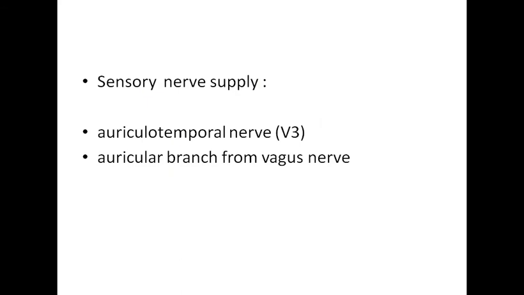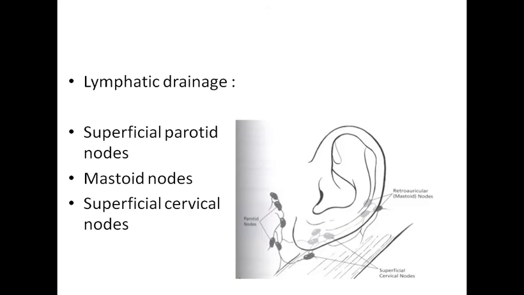The nerve supply of external ear is the auriculotemporal nerve coming from the third division of trigeminal and the auricular branch from the vagus nerve. The lymphatic drainage is into the superficial parotid lymph nodes, mastoid nodes and superficial cervical nodes. All these three groups are shown in the picture. ये हमारे पास parotid nodes हो गए. This is the mastoid group of nodes, and here we can see the superficial cervical nodes, right?